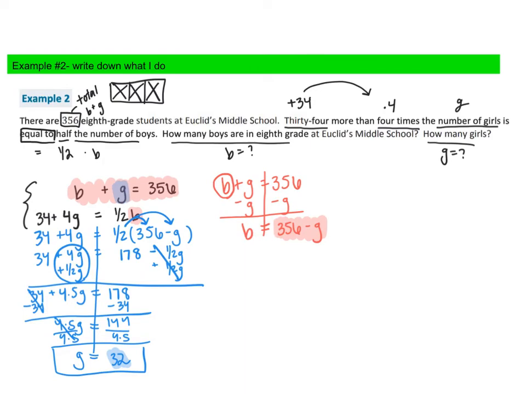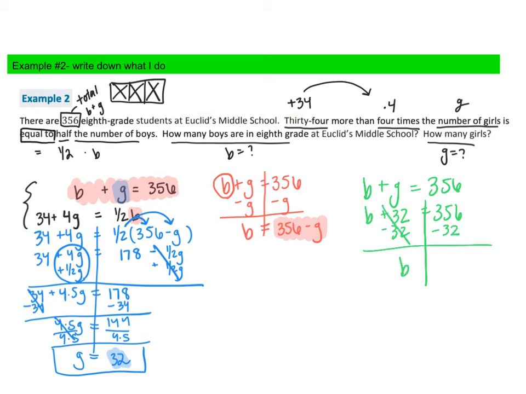Boys plus girls equals 32. So, sorry, boys plus girls equals not 32, 356. And if the girls is 32, I'm going to change that g to a 32. And now I can solve for b. All I have to do is subtract 32 from both sides to get b by itself.